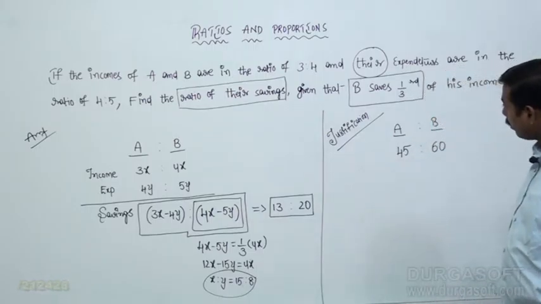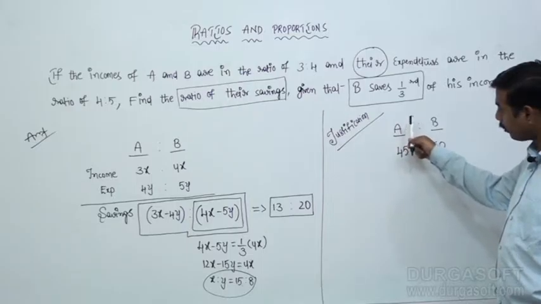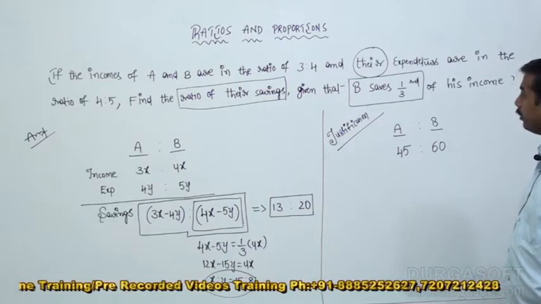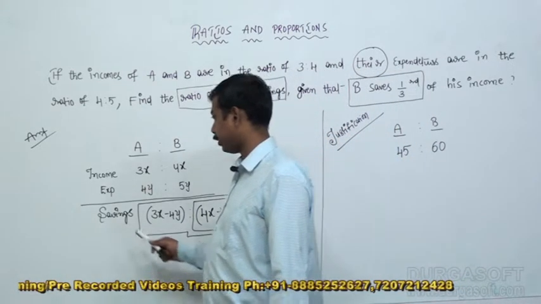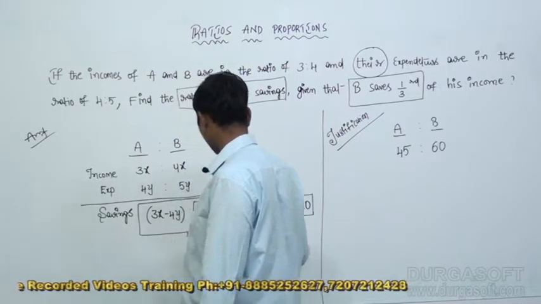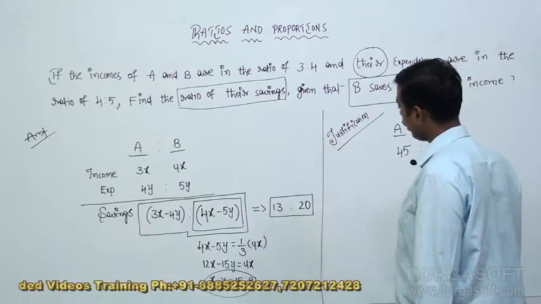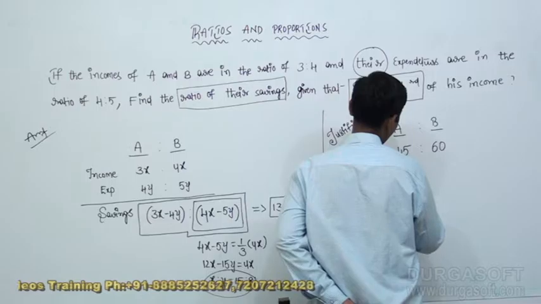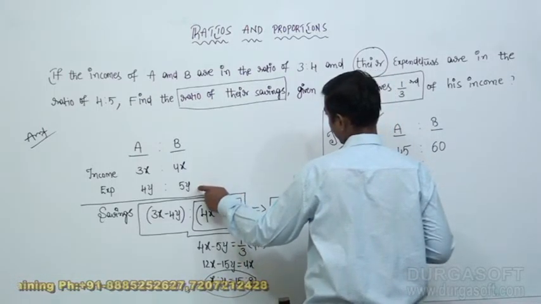Now, we came to know in the justification process clearly income of A as 45 parts and income of B as 60 parts. When I talk about expenditure, what about the expenditure ratio here? 4y is to 5y. Y equals to how many parts? 8 parts. Y equals to 8 parts means 4 into 8. 4 into 8 is how much? 32 parts.